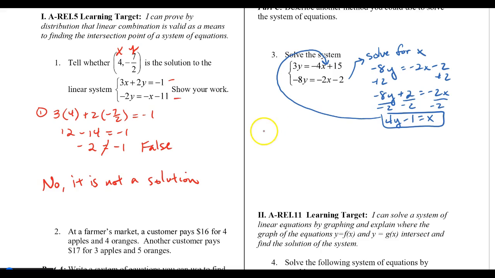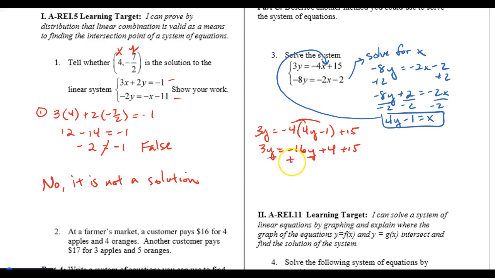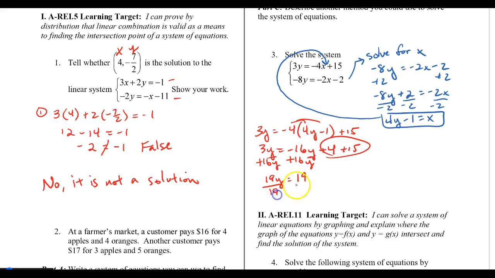So to do that, I've got 3y equals -4 times (4y minus 1) plus 15. Distribute: 3y equals -16y plus 4 plus 15. We know we substituted correctly because I'm down to just a single variable. I've got y's on both sides, so I'm going to add the 16y. I get 19y is equal to 19 when I combine my like terms. Divide everything by 19. y is equal to 1. So that's my y value.